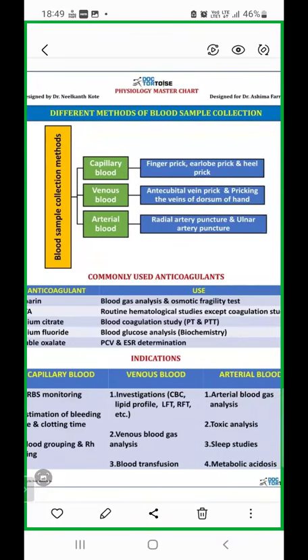So for capillary blood, the source is either a finger prick, an earlobe prick, or a heel prick. For venous blood, it is either the antecubital vein prick or pricking the veins of the dorsum of the hand.